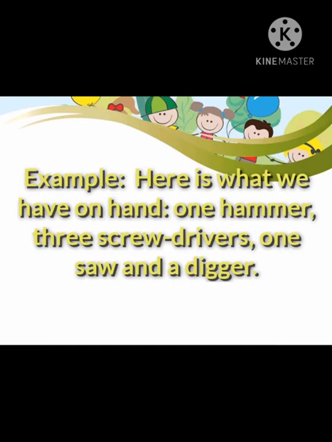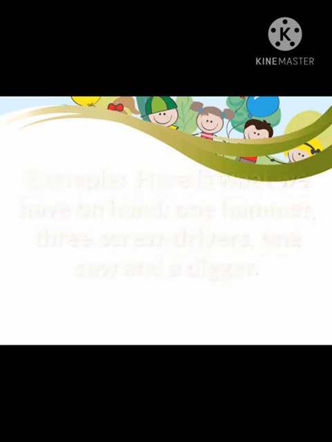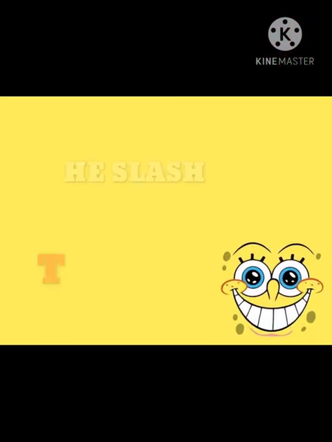Here is what we have on hand: 1 hammer, 3 screwdrivers, 1 saw, and a digger. You can see that I used the colon to introduce a list. This is a list of the things I have. Sometimes also, you can use it when you are writing a drama.